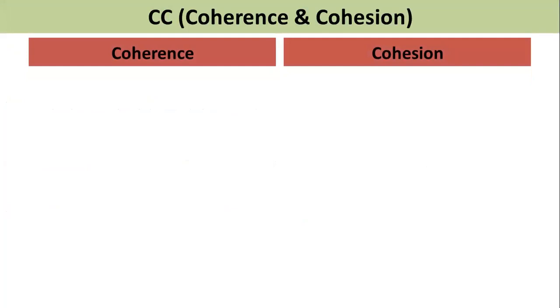So there are two things: coherence and cohesion. Coherence is different and cohesion is different. So let's go further. What do coherence and cohesion mean? I will tell you now. Coherence means flow of the task. There are 3 points in this.